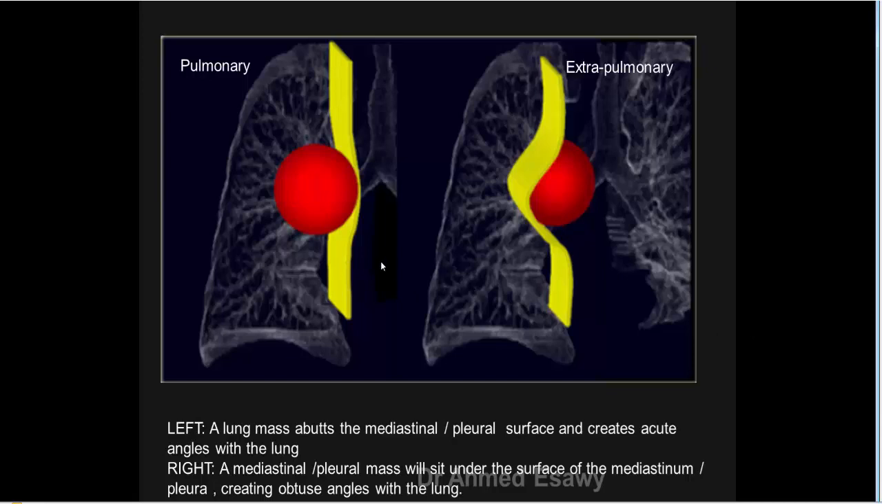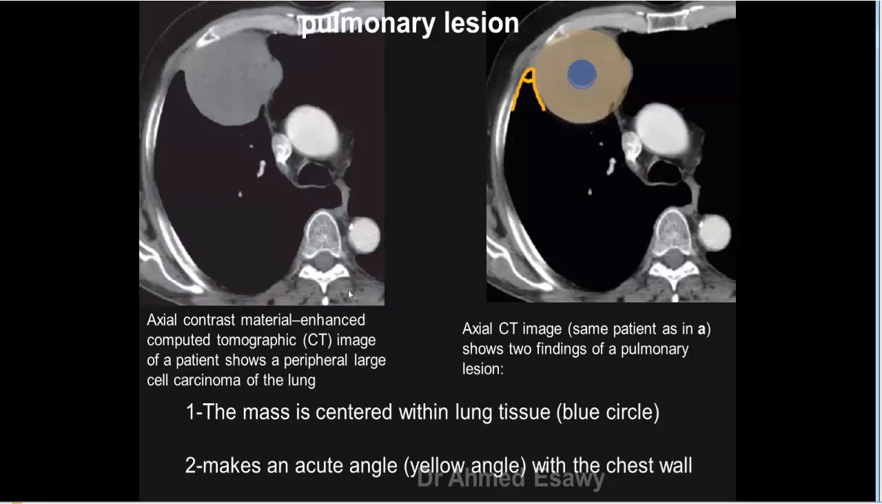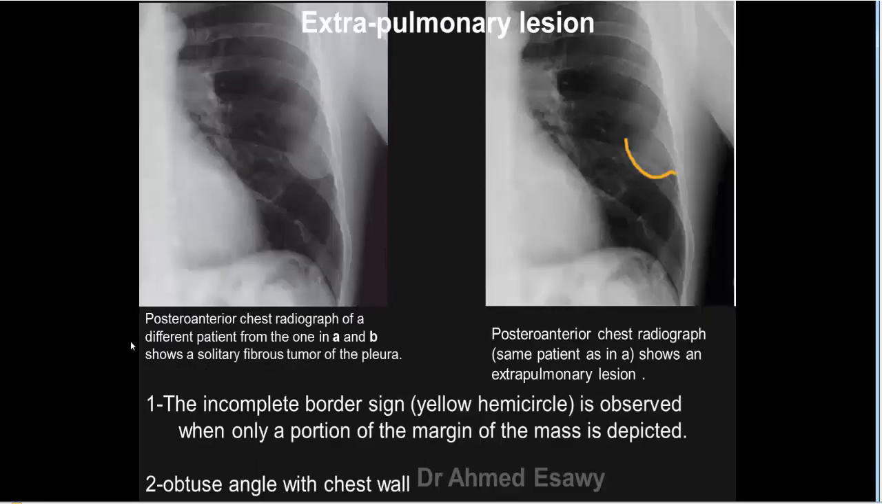This is one point of differentiation: acute angle in pulmonary, obtuse angle in extrapulmonary mass or nodule. Another differentiation, pulmonary lesions. In axial contrast-enhanced CT, we show peripheral squamous cell carcinoma of the lung, a mass centered within the lung tissue, that makes an acute angle with the chest wall. This is the criterion of a pulmonary lesion.